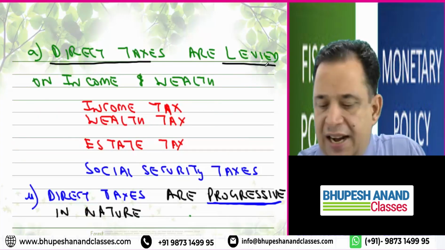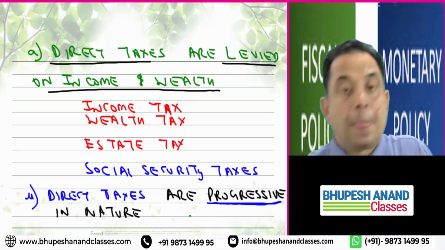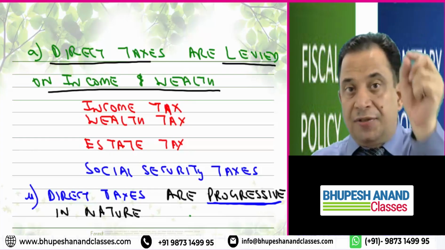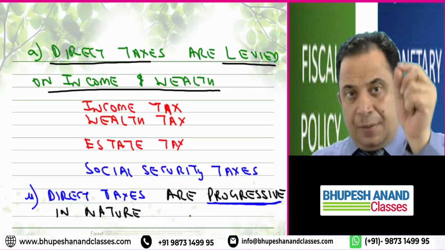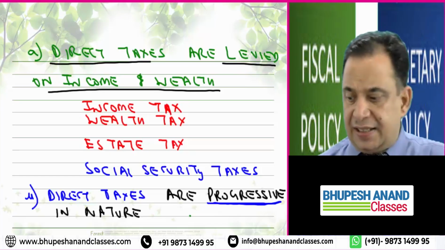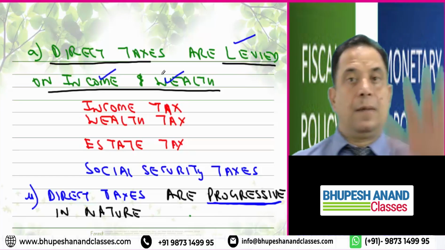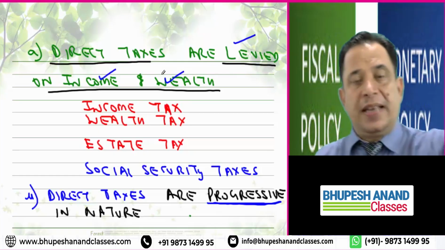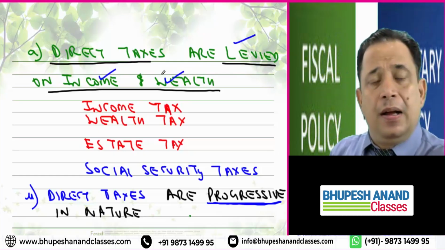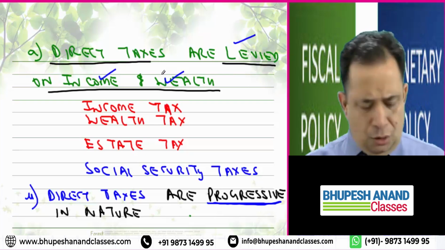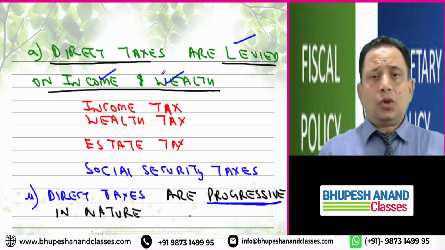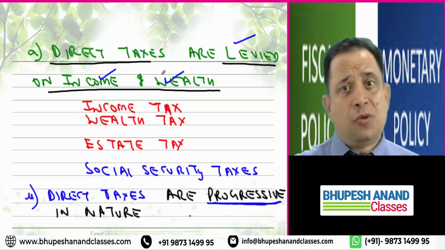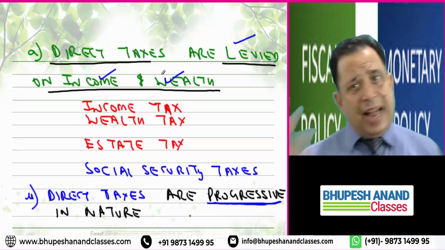Direct taxes are levied on income and wealth. First point, direct taxes. I have started with the tools. The first tool is tax. Within tax, I am going to start with direct tax. Direct taxes are levied on income and wealth. It means the income of Bill Gates is to be taxed. Income of any person, say Warren Buffett, is to be taxed. Wealth of Warren Buffett is to be taxed, and Warren Buffett has to pay the tax. Bill Gates has to pay the tax.